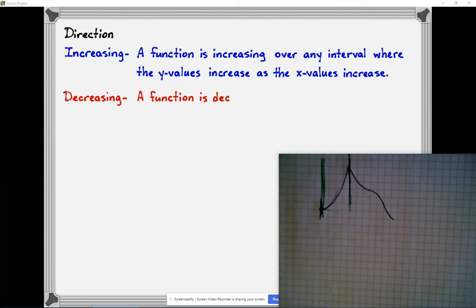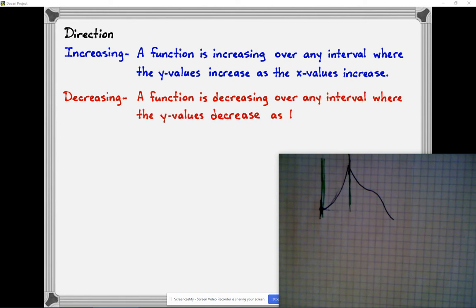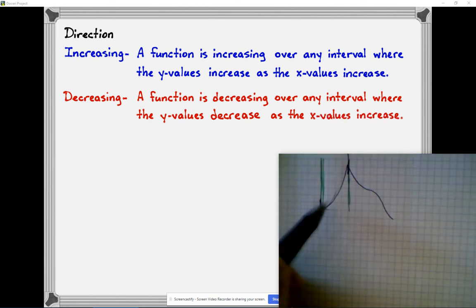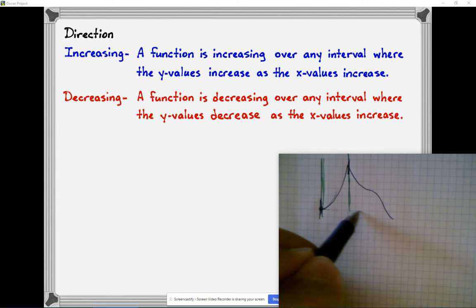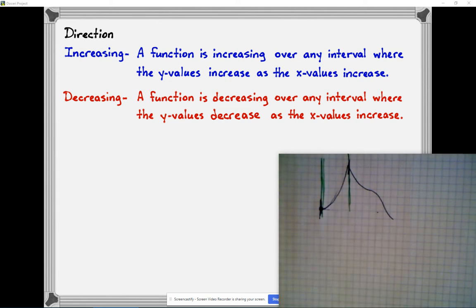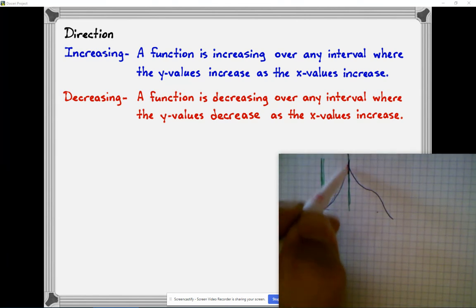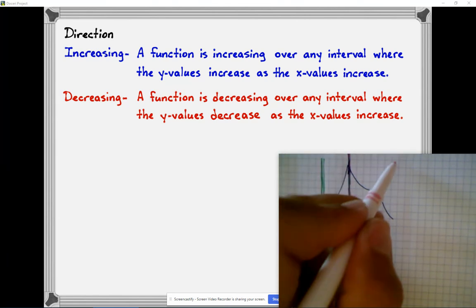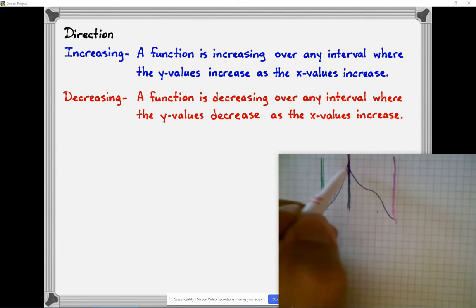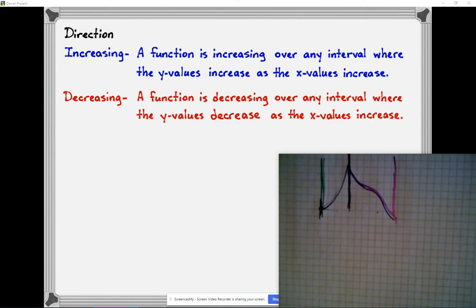The function is decreasing or going downhill over any interval where the y value decreases or goes down as the x value increases. Again, the x value is always going to increase. We're always moving to the right. So as we move to the right, is this parabola going uphill or downhill? Well, it's going uphill here. And then from here to here, we can see that it's going downhill, right? So therefore, it's decreasing over that interval.